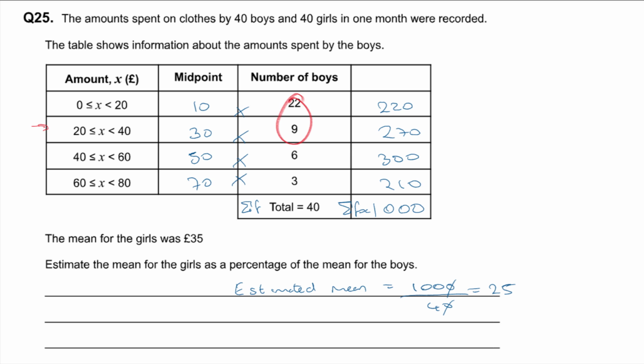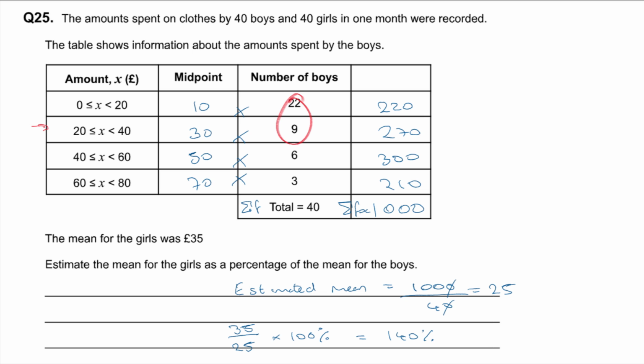We know that the mean for the girls was 35. Estimate the mean of the girls as a percentage of the mean of the boys. Right, so girls as a percentage of the boys would be the girls amount, which is 35, as a percentage of the boys amount. So it's going to be 35 over 25 times 100. 35 divided by 25 times 100, that comes to 140%.